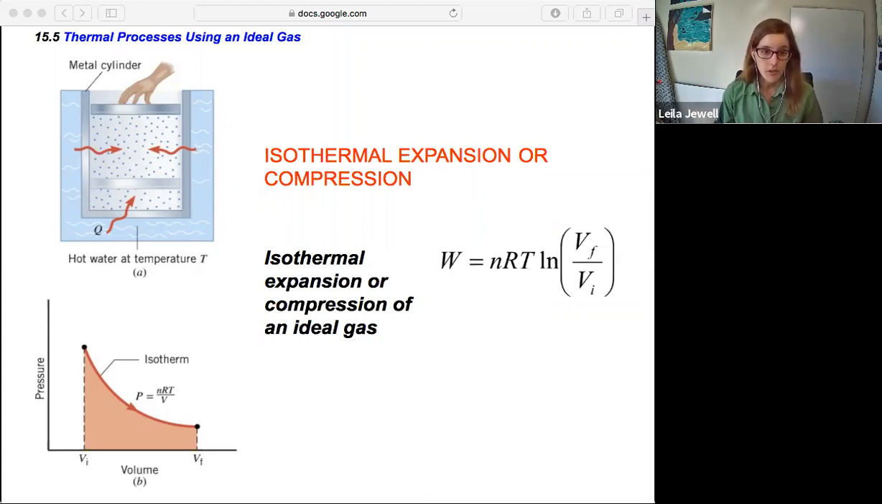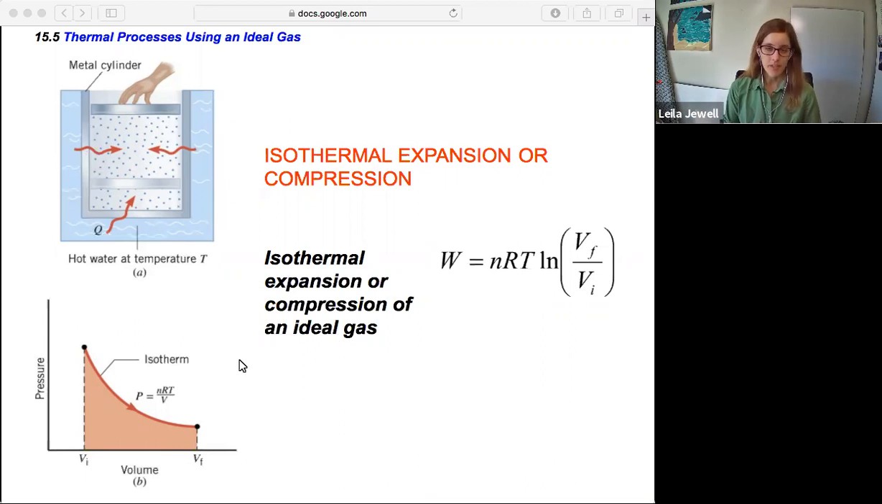So isothermal is where everything is held at one temperature. A potential example of this is we have a metal cylinder being held in hot water at temperature T. So everything is still at that temperature. Heat may be flowing into the system, and we may be changing the volume and the pressure with an outside piston, right? But the key is that the temperature has to stay at that constant value.